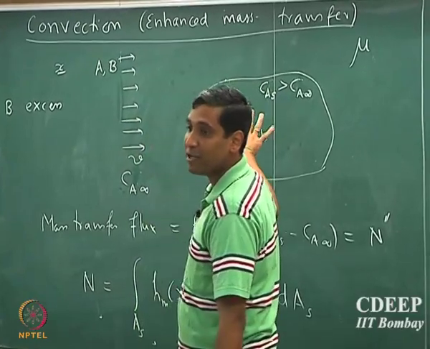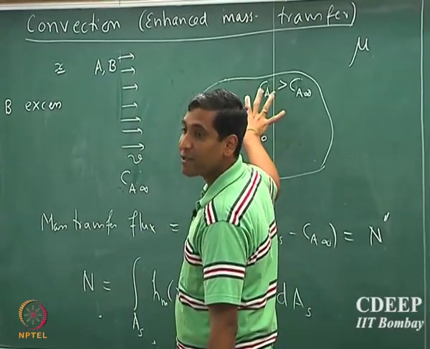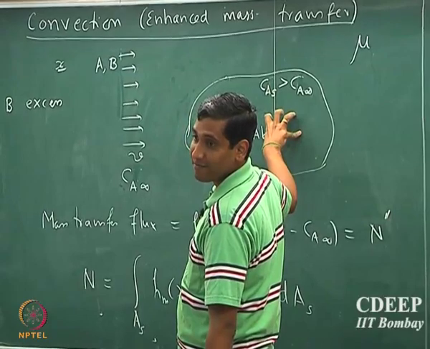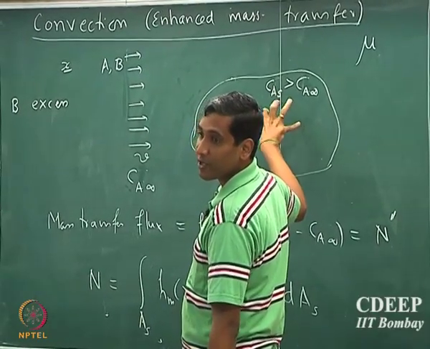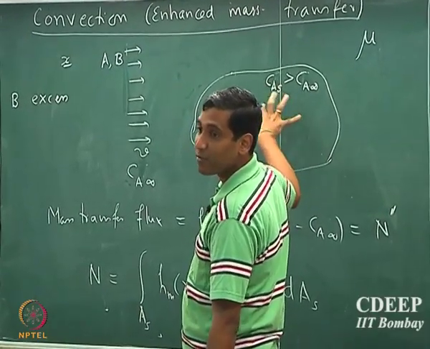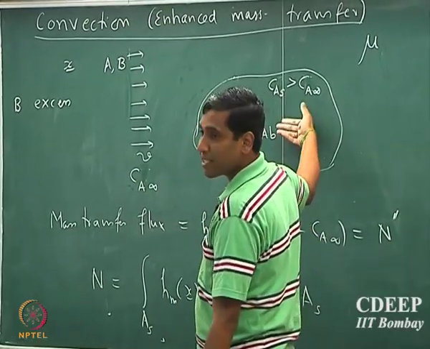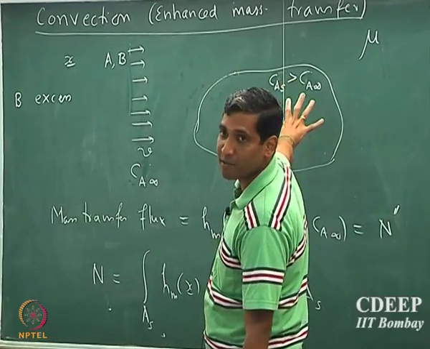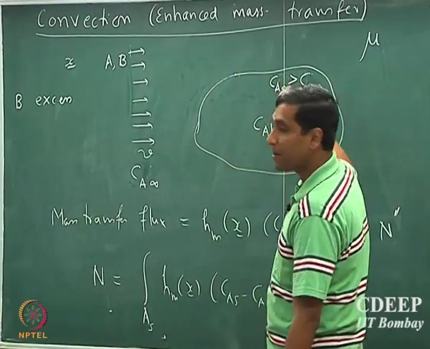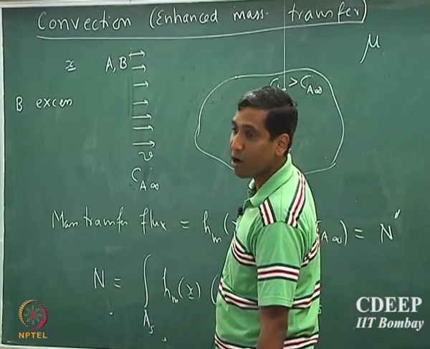Now we are only trying to define what should be the reference temperature inside this phase and what should be the reference concentration in this phase. If we assume that the system is well mixed, if we assume that there are no gradients inside, then the bulk temperature is the reference temperature for this particular phase, and the equilibrium concentration is the reference concentration, not the bulk concentration.